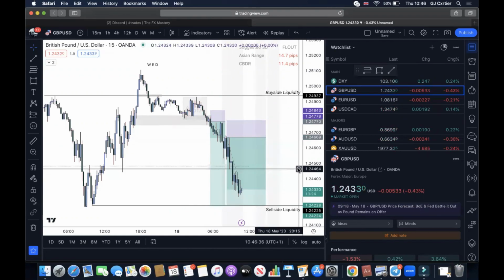And this is simply how I've managed to gain over 6 figures in funding over the past 2 years and managed to grow my personal account to high 6 figures. These are the type of setups that we want to be taking on Tuesdays, Wednesdays, and Thursdays.